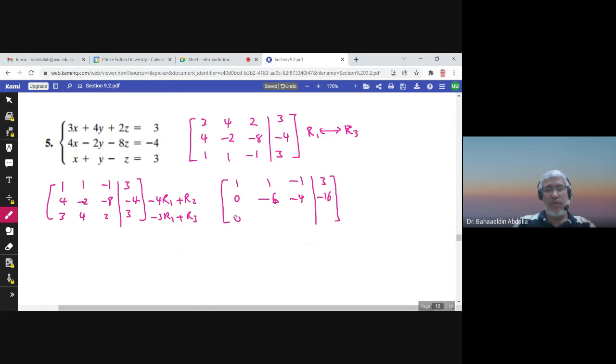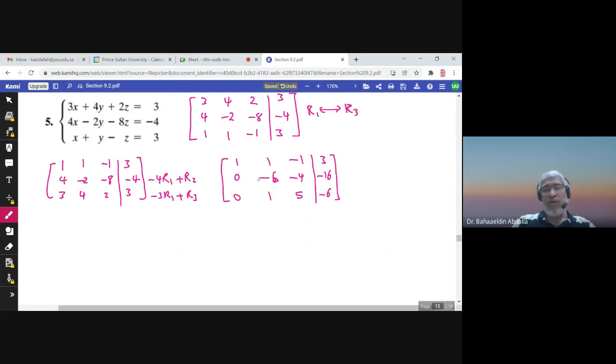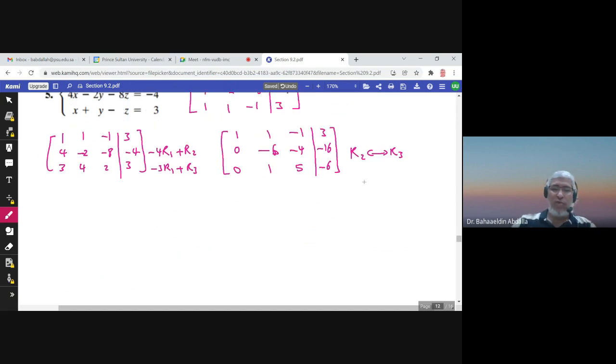Negative 3 plus 3 is 0. Negative 3 plus 4 is 1. 3 plus 2 is 5. Negative 9 plus 3 is negative 6. Now I need 1 instead of negative 6, and I have 1 below. So I will interchange row 2 with row 3.